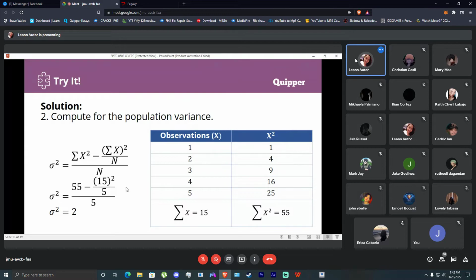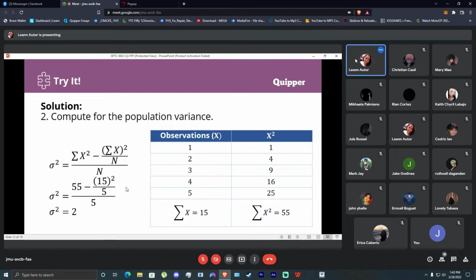Okay, so we can solve for the variance using this one over n. So for us to compute the variance of a sampling distribution of the sample mean, we'll use this formula, since what is given is the population variance and the sample size. So the variance is equal to 2, and the sample size is 2. So we have the variance of a sampling distribution of the sample mean, which is equal to 1.